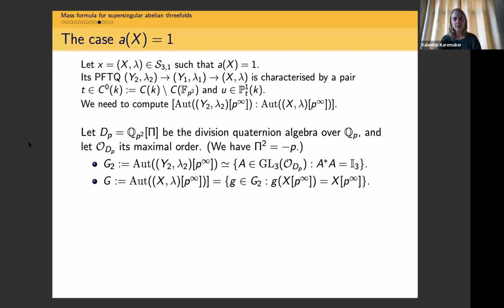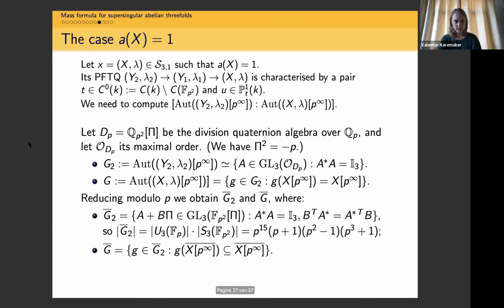Okay, next we want to do sort of the same trick as in the a number 2 case by using a reduction map. So here we're reducing modulo P. Again, it's not quite what happens, but there are these maps, reduction maps, that give us two new groups, G2 bar and G bar, that we can also describe explicitly. So G2 bar is again some matrix group, and they're matrices A plus B pi, where A satisfies some unitary condition and this AB satisfies some symmetric condition.